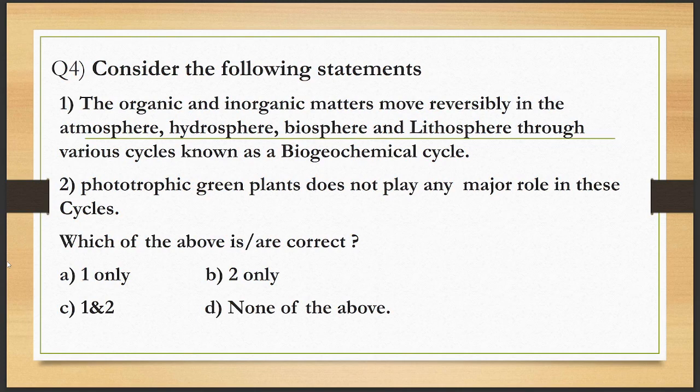Now, let's move to the next question. Question number 4. Consider the following statements. First, the organic and inorganic matters move reversibly in the atmosphere, hydrosphere, biosphere, and lithosphere through various cycles known as biogeochemical cycles. Second, phototrophic green plants do not play any major role in these cycles. So, which of the above is or are correct statements? Options are A 1 only, B 2 only, C 1 and 2, or D none of the above.